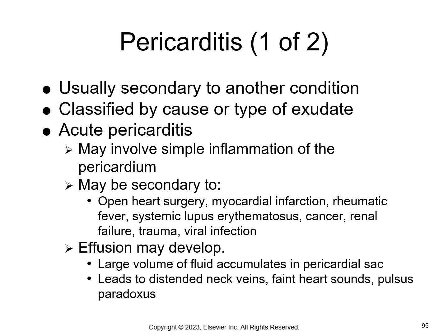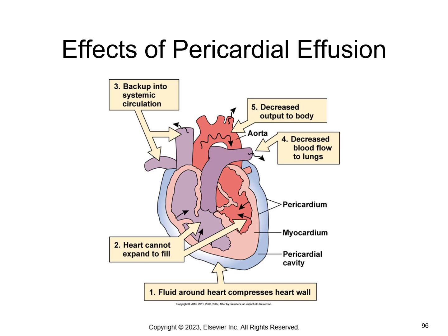And effusion can also develop with this condition, and they'll develop a large volume of fluid in that pericardial sac. This can be caused by things like open heart surgery, a myocardial infarction, rheumatic fever, systemic lupus erythematosus, cancer, kidney failure, trauma, or viral infections. So this slide is basically showing you how pericarditis can occur. We have the fluid around the heart that's compressing that heart wall.